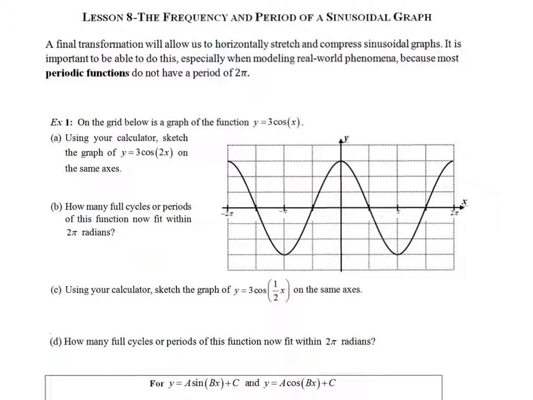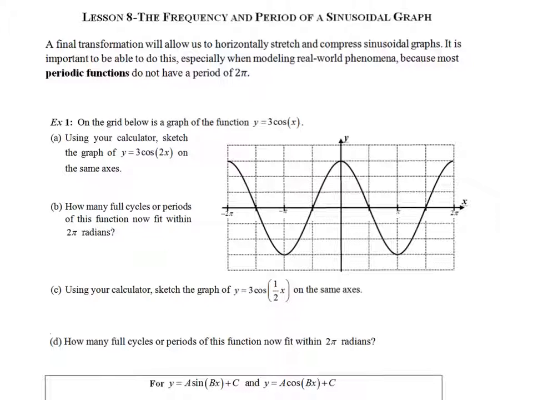Now the last kind of transformation that we're going to take a look at is stretching and compressing trig functions horizontally. So we want to be able to do this so that when we model with real-world problems, we don't always have to have a period of 2 pi.